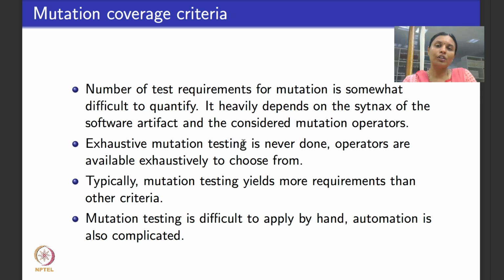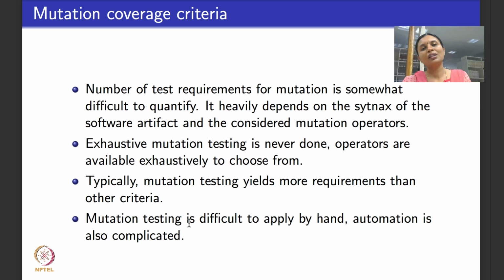So even though an exhaustive set of mutation operators are available, mutation testing is never exhaustively done by applying every possible operator that's available. People usually don't do that. Typically, mutation testing is supposed to subsume a lot of other coverage criteria. We'll see a comparison to several other coverage criteria that we saw and how mutation testing subsumes which of those. Mutation testing is very difficult to apply by hand because it involves grammars, and there are mutation testing tools available. Towards the end, I'll point you to links of these kinds of tools.